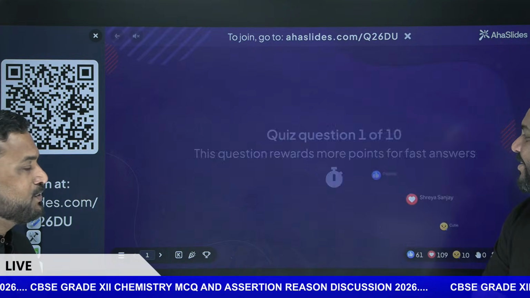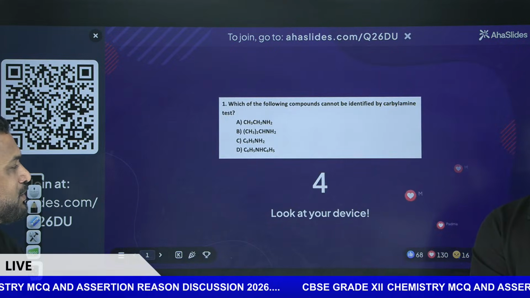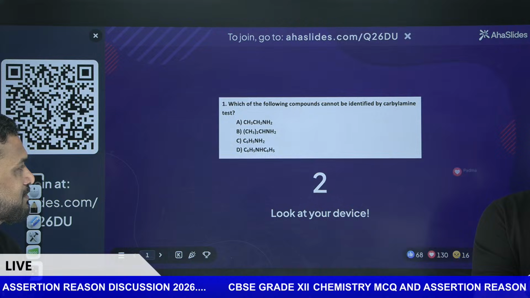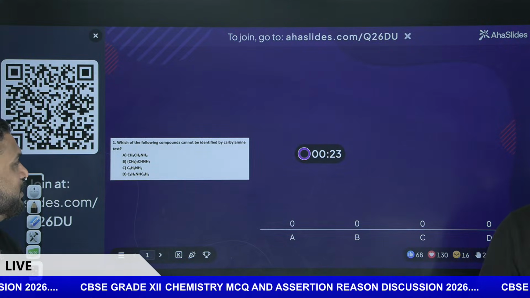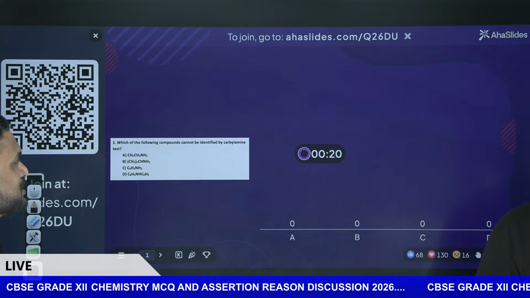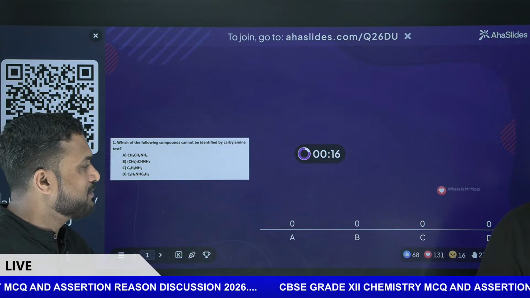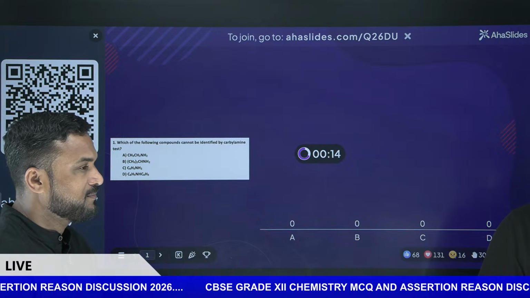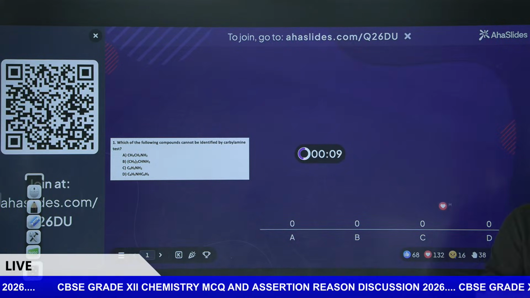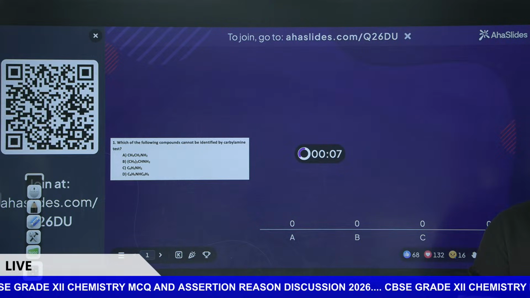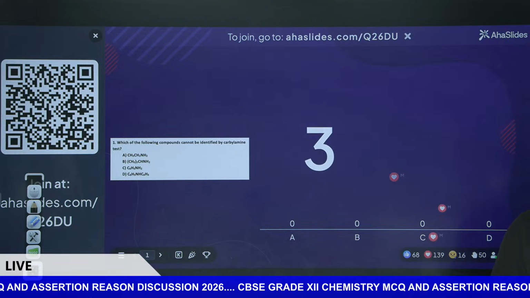So read the question in your device. Now the question game, look at your device. The time starts now. Read the question: which of the following compounds cannot be identified by carbylamine test? The code is on the top of the screen. If you cannot scan the QR, then you can go with that code.